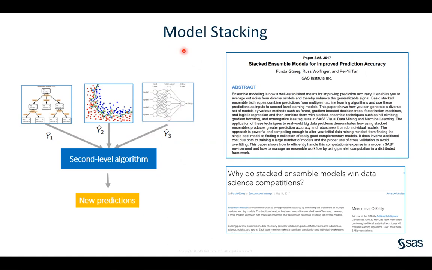I have a paper with Russell Finger, one of my colleagues here at SAS, who is in JMP division and one of my mentors. We wrote a good paper about this. You can take a look at that. I also have a blog post about model stacking.